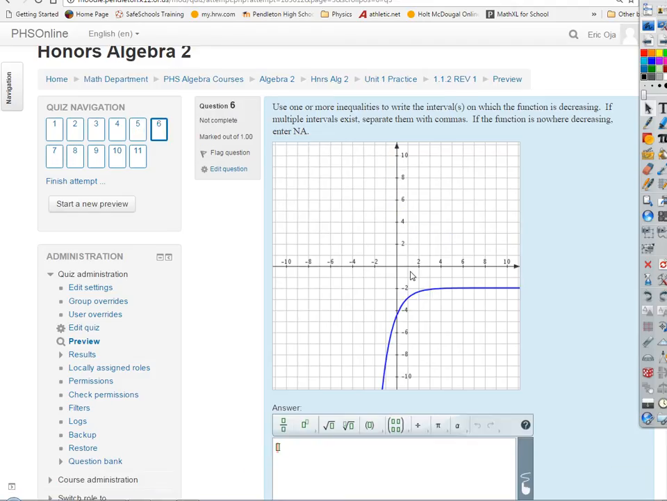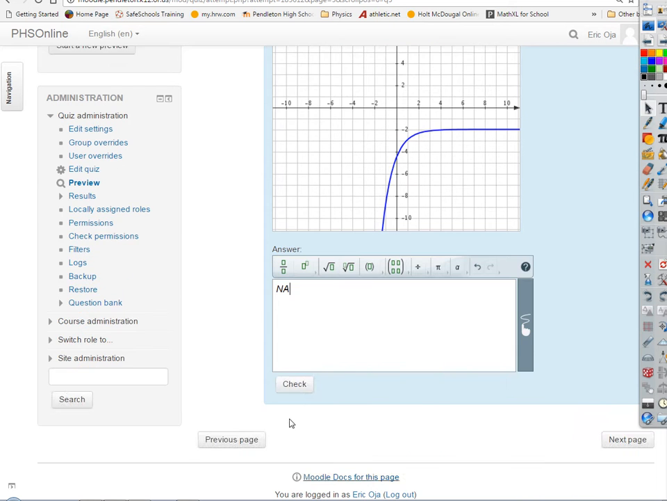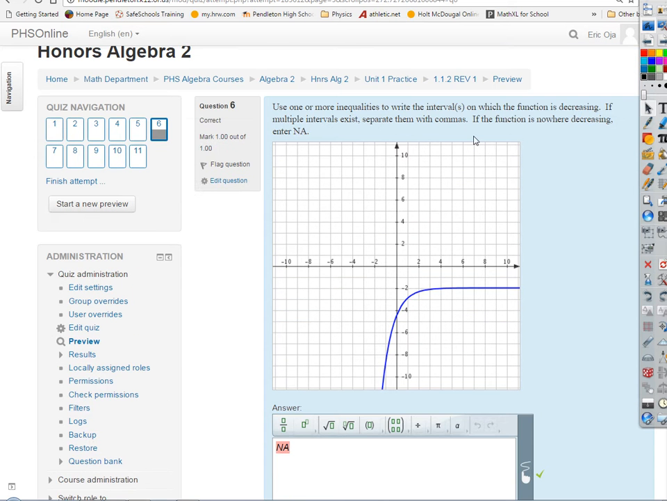Where is this function decreasing? Well, this function is decreasing nowhere because it's always increasing. The ant is never walking downhill. He's always walking uphill from left to right. And so the answer is NA, as the directions state. If it's nowhere decreasing, enter NA.